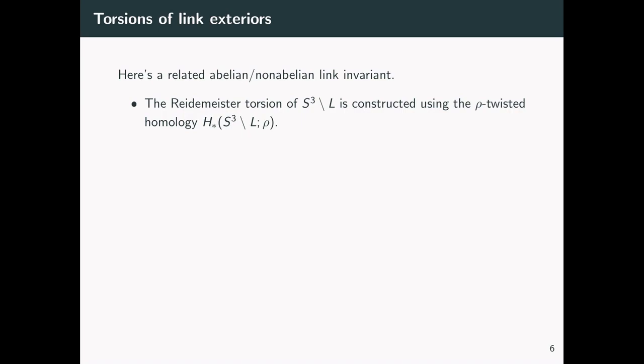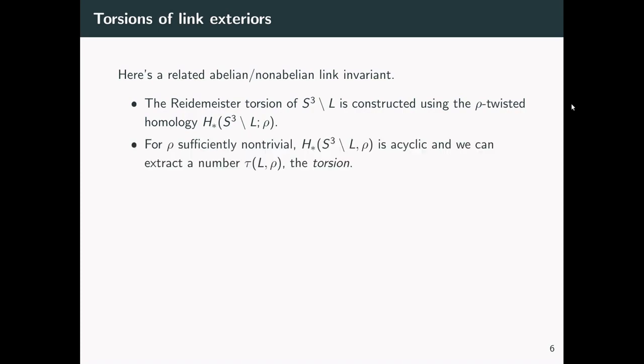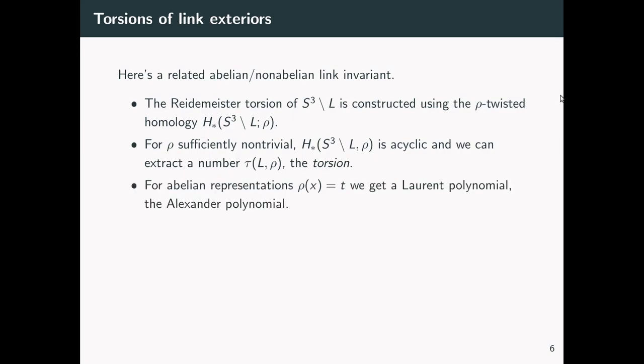So another thing in this sort of abelian, non-abelian link invariant correspondence. You remember that the Reidemeister torsion of a link, really of the link complement, is a topological invariant that's constructed, well, one of the ways of constructing it is using the rho-twisted homology of the link complement with coefficients in rho. And if rho is sufficiently non-trivial, so in particular if it satisfies some similar condition, like no eigenvalues are 1, then the homology is acyclic, which seems boring, but actually it's good because it means we can get this numerical invariant out of it called the torsion, which I'm going to denote tau of L, rho.